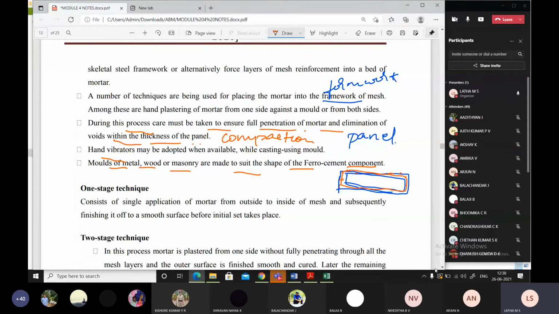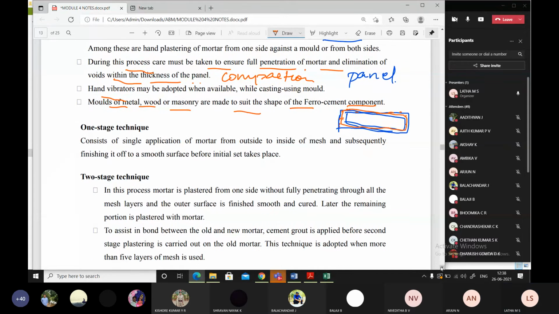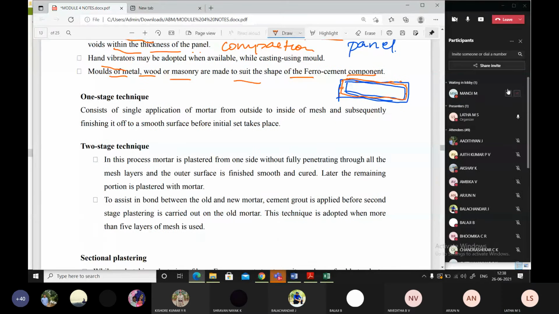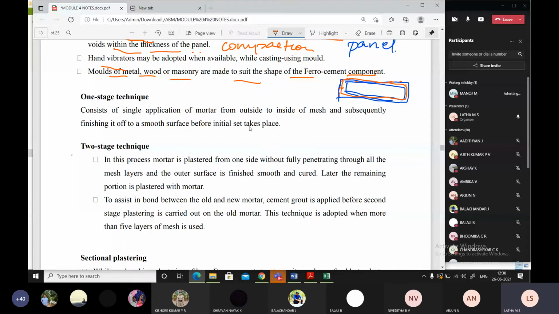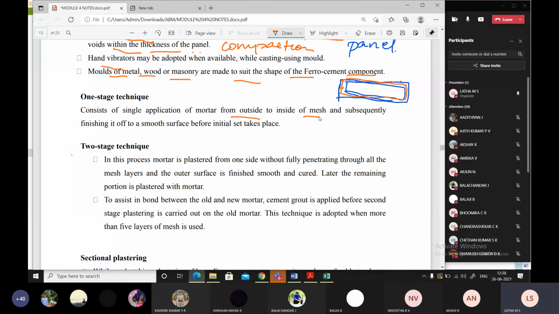So further you may find a method that consists of single application of mortar from outside to inside of the mesh, and subsequently finishing it off with a smooth surface before initial set takes place. See students, now the technology has so much improved. You get a gun shoot. You heard about a gun shoot? Gun shoot concreting. Have you heard about gun shoot concreting, students?